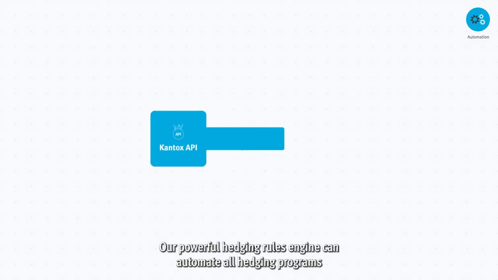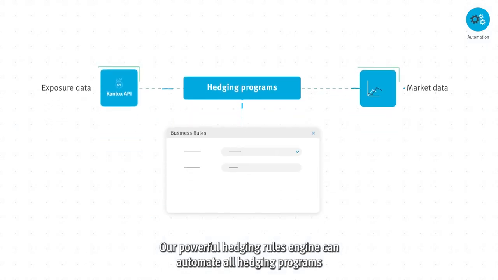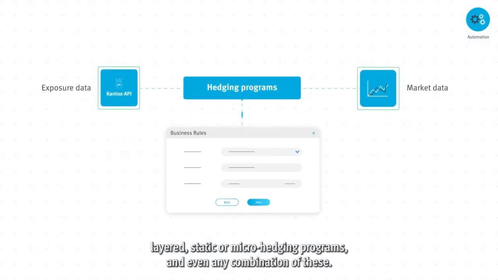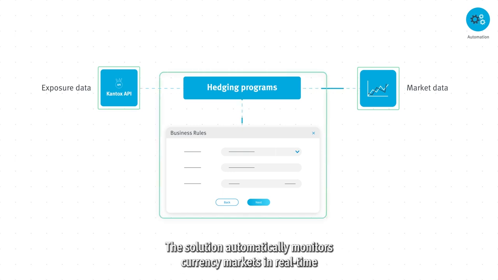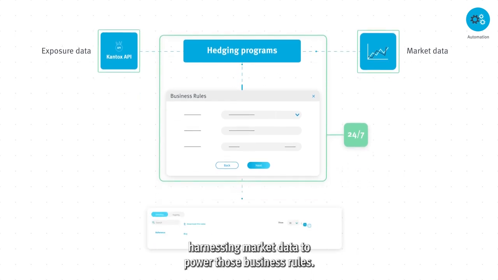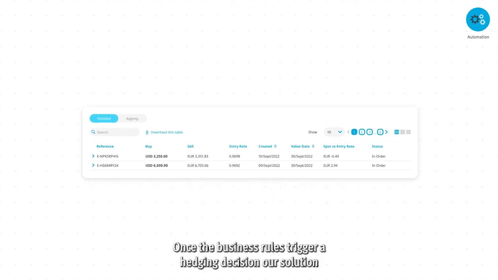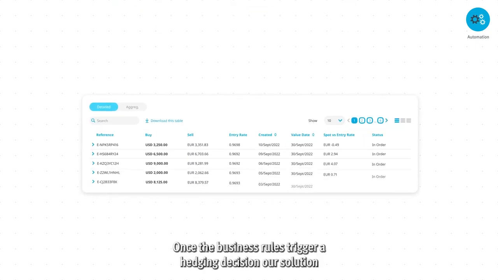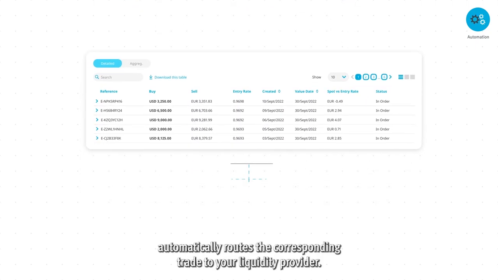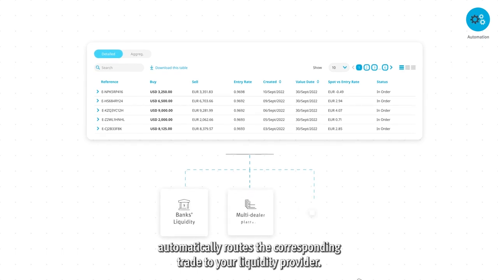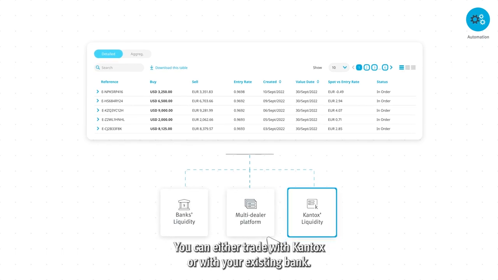Our powerful hedging rules engine can automate all hedging programs, layered, static, or micro-hedging programs, and even any combination of these. The solution automatically monitors currency markets in real time, harnessing market data to power those business rules. Once the business rules trigger a hedging decision, our solution automatically routes the corresponding trade to your liquidity provider. You can either trade with Kantox or with your existing bank.